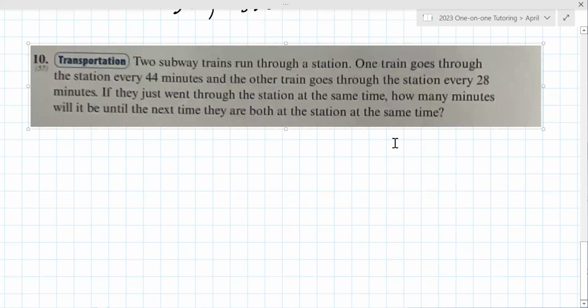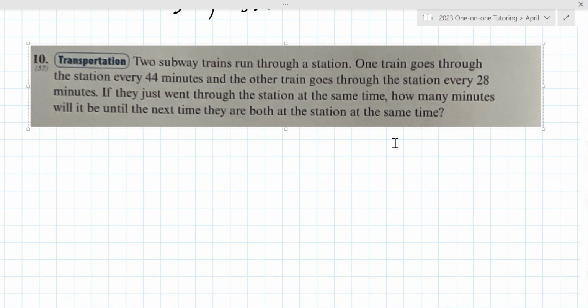Two subway trains run through a station. One train goes through the station every 44 minutes, and the other train goes to the station every 28 minutes. If they just went through the station at the same time, how many minutes will it be until the next time they're both at the station at the same time?